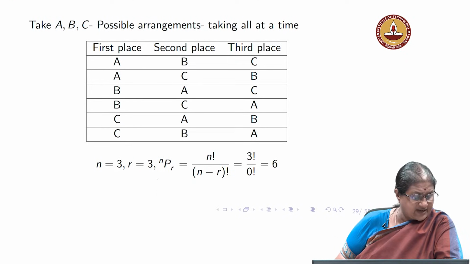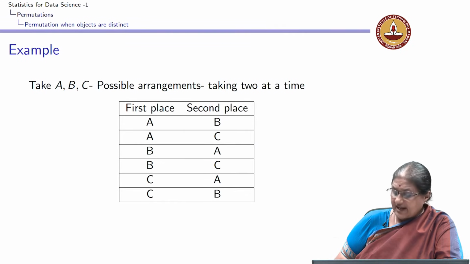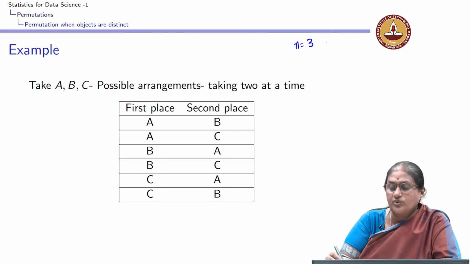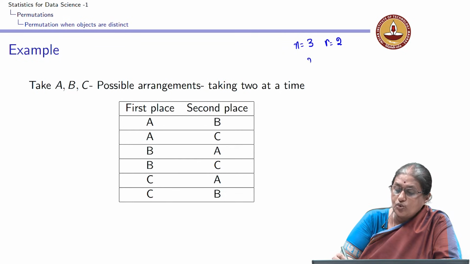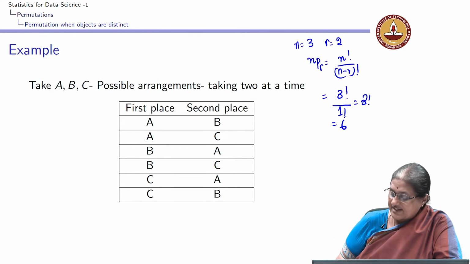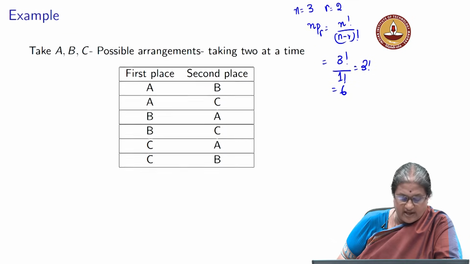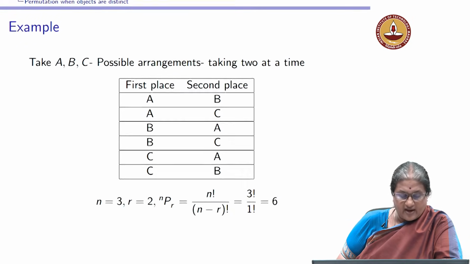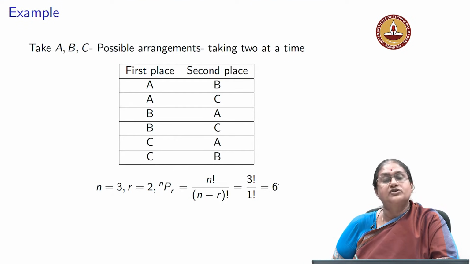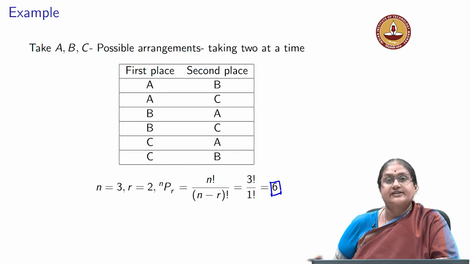Now, let us look at the second case. In the second case, again n equal to 3, but r equal to 2. So, nPr is n factorial by n minus r factorial, which is 3 factorial by 1 factorial, which is again 3 factorial, which is 6. So, here in this case, my n equal to 3 and r equal to 2, and the total number of possible arrangements is again 6.